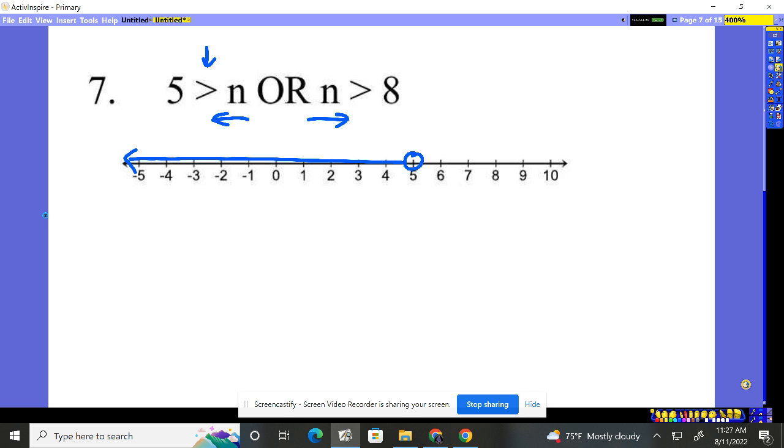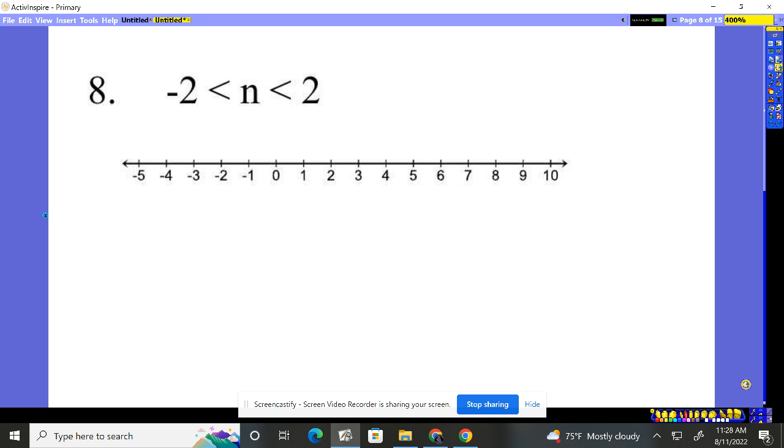Because the 5's being eaten by the alligator. So 5's bigger than anybody we pick, and 5 is bigger than 1 and 0 and -1 and so forth. So all those are solutions. Now let's deal with the n bigger than 8. Here's 8, doesn't include it. So it gets an open circle to get right up to it, but not include it. And the numbers bigger than that are right there.